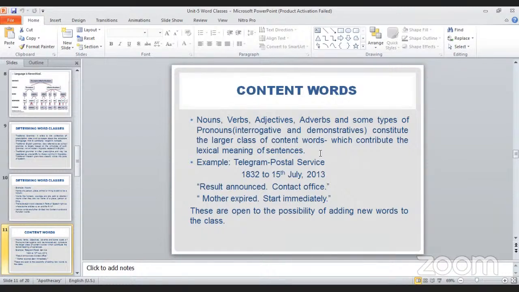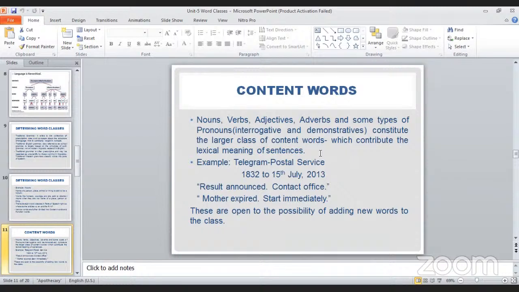So let's take an example here. I have given Telegram over here, the Postal Department Telegram. I'm not speaking about the app Telegram, because I know every one of you is well versed with smartphones and the apps that are available for us. So did you ever hear about a Telegram? Telegram, yes, madam. Yes, very good.